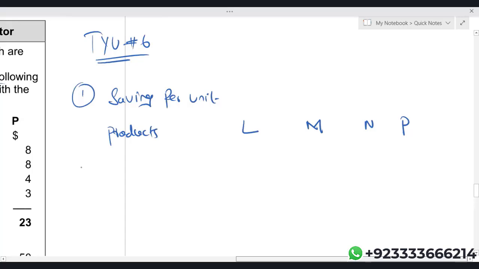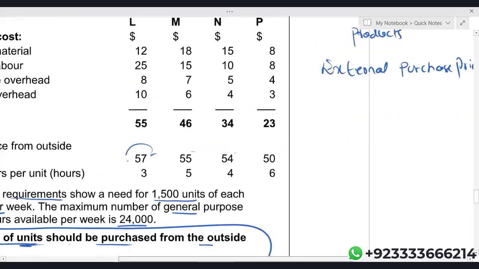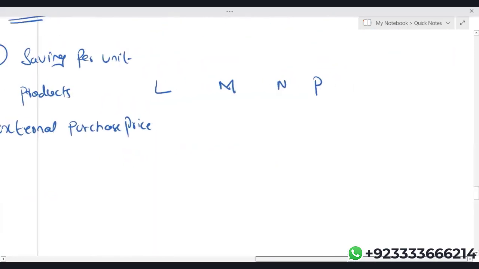Purchase price. The external purchase price they have given us is 57, 55, 54, and 50.